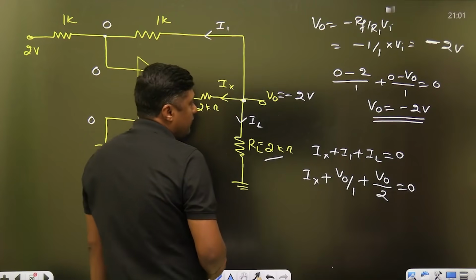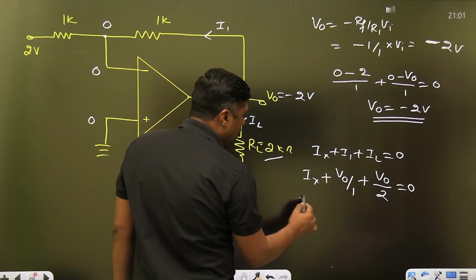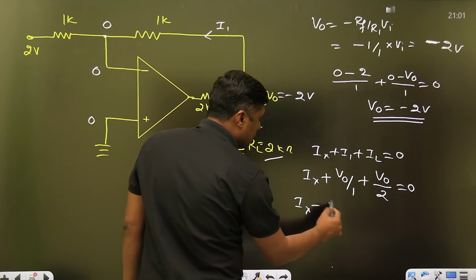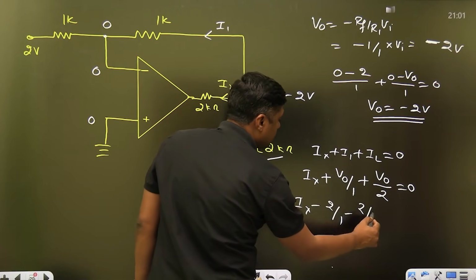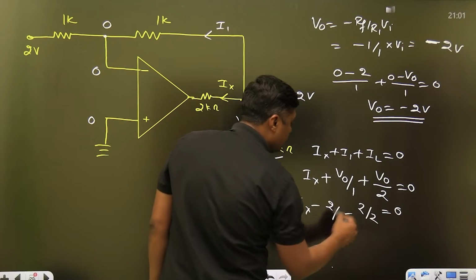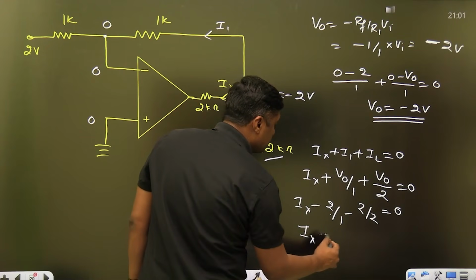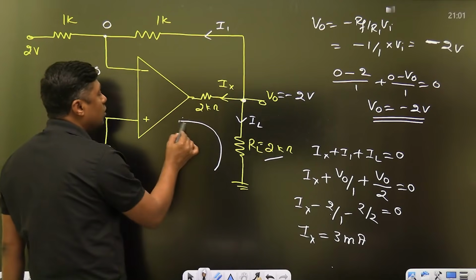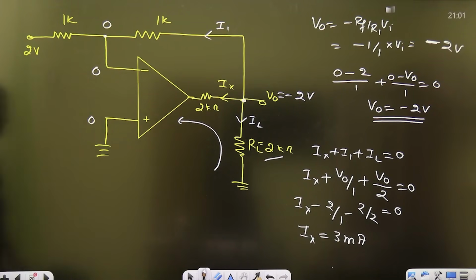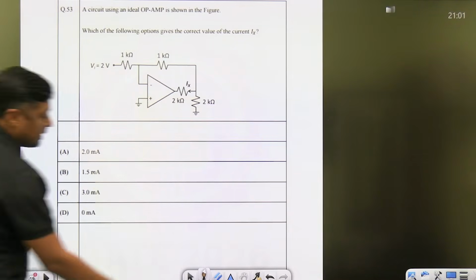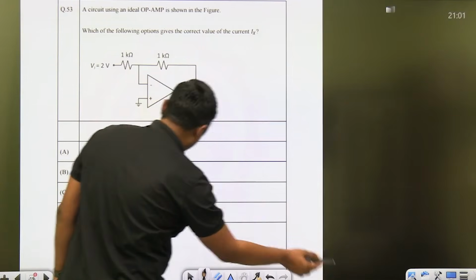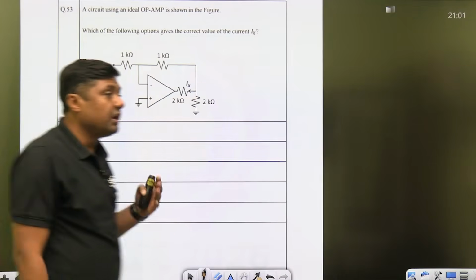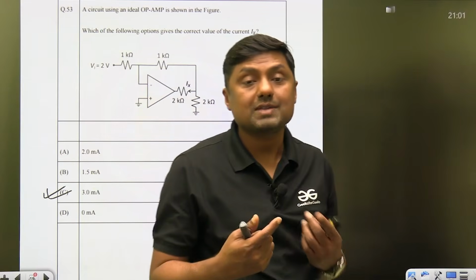Now my dear friend, what is the value of V0? Minus 2. Minus 2 by 1 minus 2 by 2 is equal to 0. So 2 plus 1, 3. So Ix will become 3 milliampere, a positive value. Current will enter into the operational amplifier, guys, 3 milliampere. That is the answer. All answers are positive, and that's why there is no confusion. But if one answer is negative and one is positive, then it becomes a conceptual question, guys.